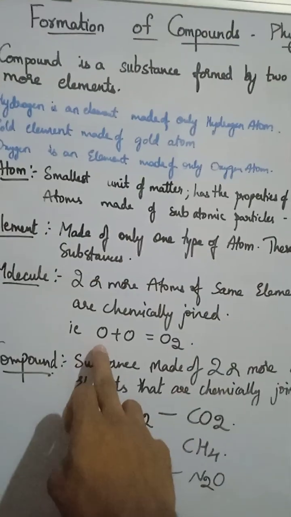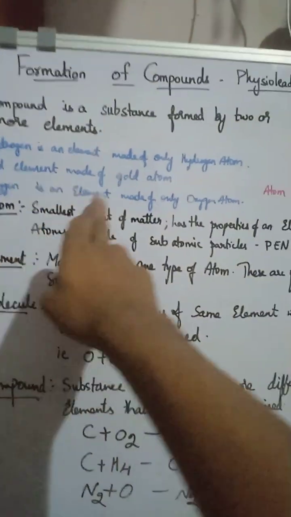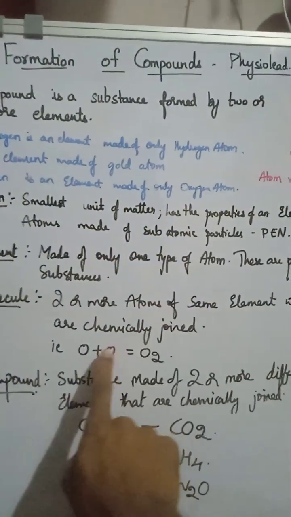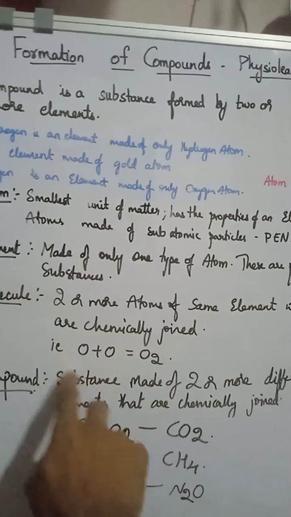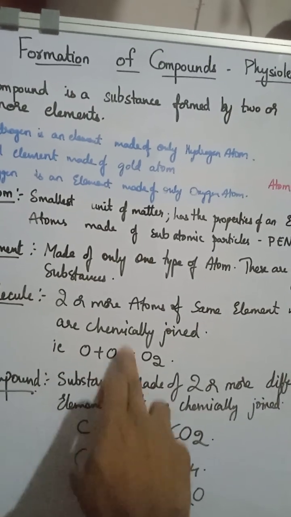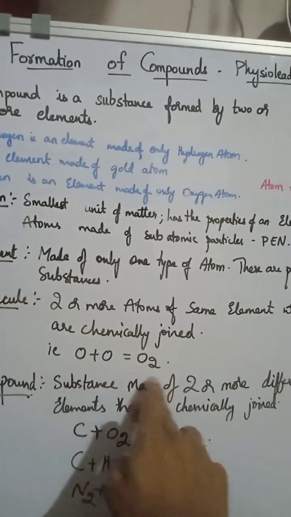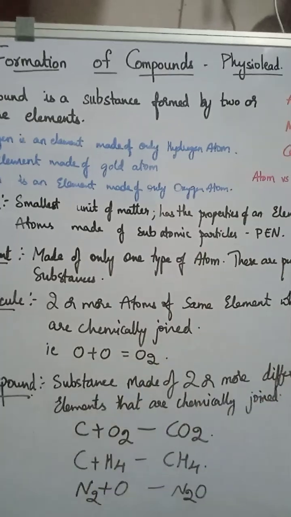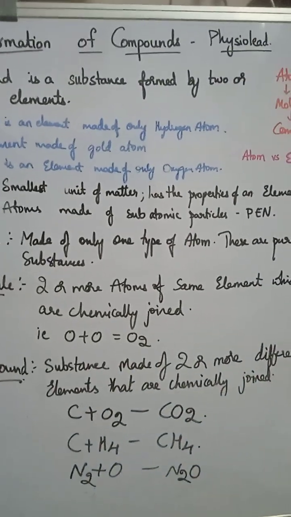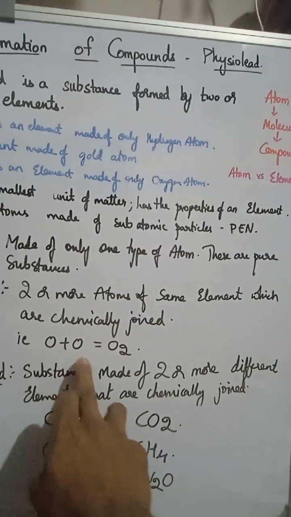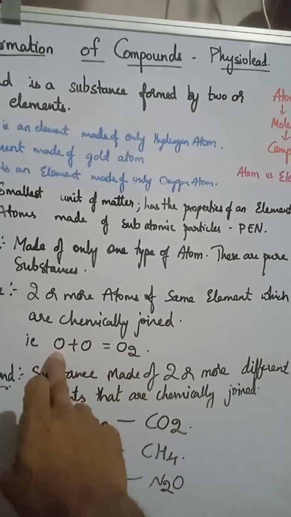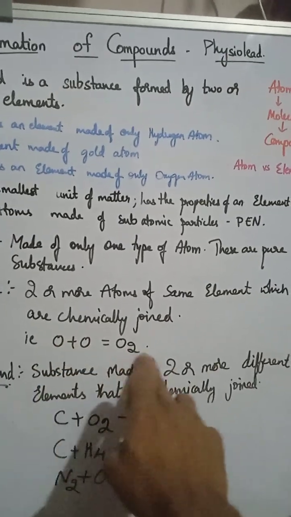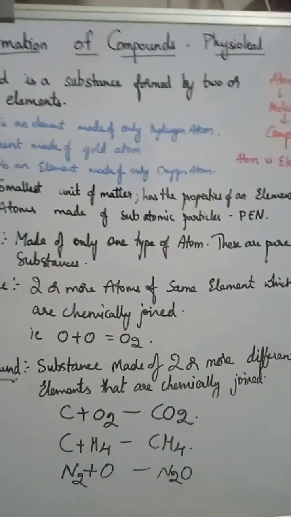As I said before, take oxygen. Oxygen is an element made up of oxygen atoms. So one oxygen atom of this oxygen element combines with another oxygen atom of this oxygen element to form a molecule called an oxygen molecule.